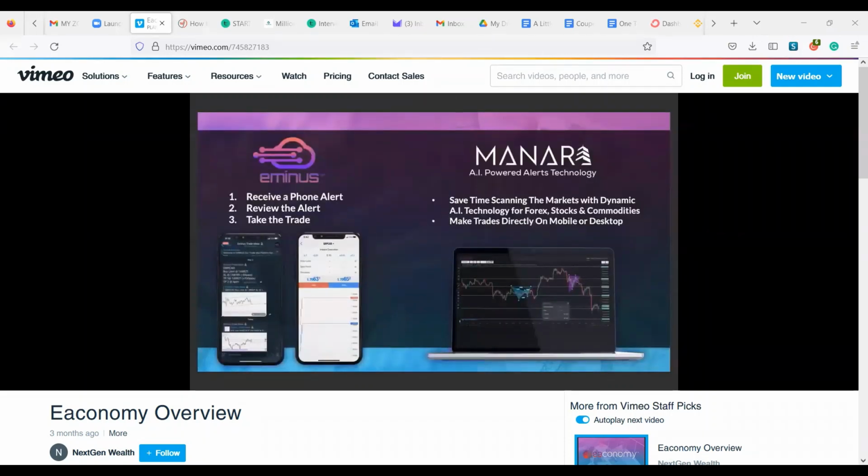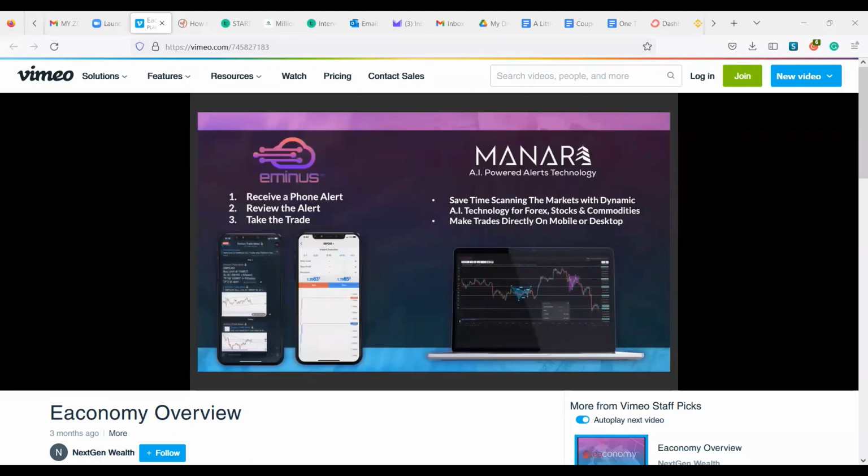Now, the next product that we have is called MNS. This is a platform where you receive trade alerts telling you which currency pairs to buy and when. As of right now, you get your trade alerts via Telegram. Now, these are great trade alerts with amazing risk to reward ratios, and they're doing very well and are consistent.